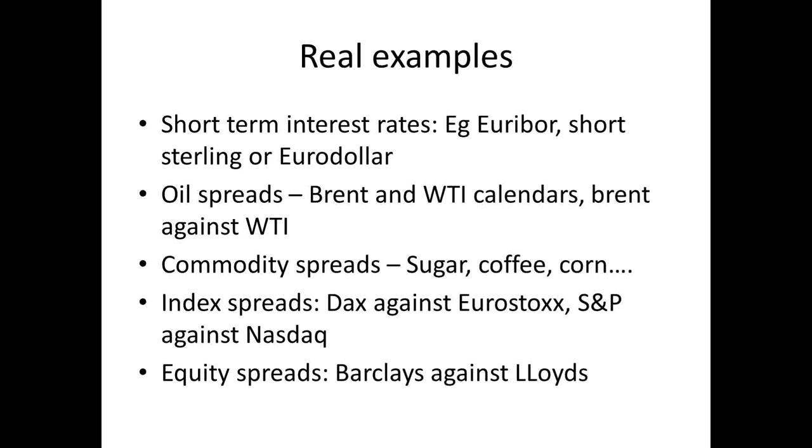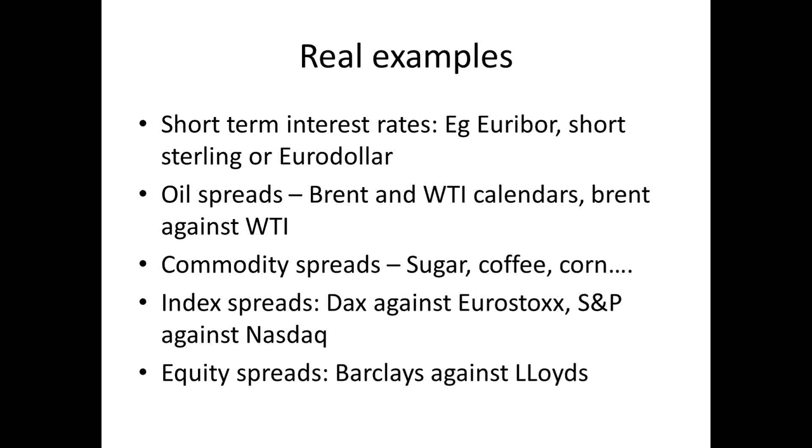So we have short-term interest rates, e.g. Euribor, short sterling, or Eurodollar. Now, primarily, these are all very good calendar spreads. They have many different maturities, ranging from September 12 maturity all the way to 2015, 2016, 2017. Now we can spread along this whole curve and look for relative underperformance or outperformance within this curve.